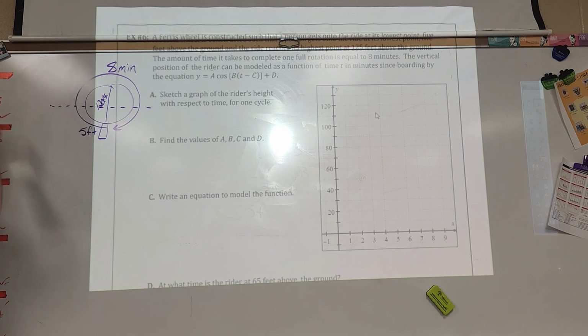What's my midline going to be on this? How much am I oscillating? What's my amplitude going to be? 60, right? Oh, yeah, it's going to be 60. And 60.